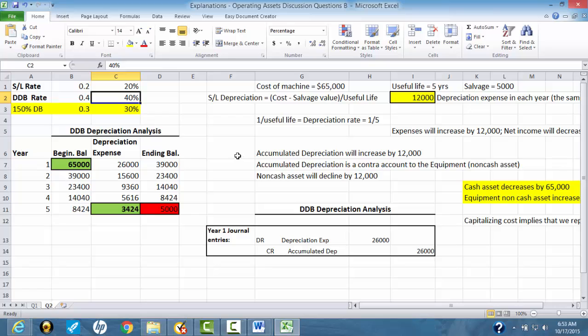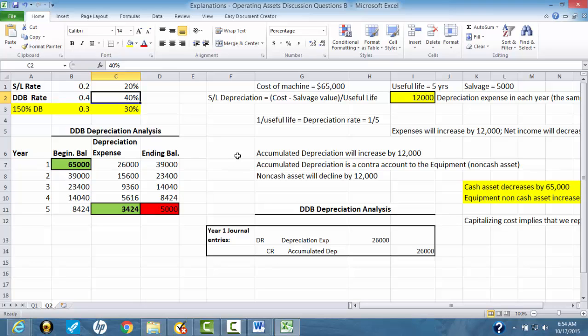Now, with the double declining balance method, and indeed all the accelerated methods, we do not deduct the salvage value upfront. Again, we do not deduct the salvage value upfront. So there is a clear difference between the straight line method and the accelerated depreciation methods, such as the double declining balance, 150% declining balance methods. And the difference again is that we do not deduct the salvage or residual value upfront.